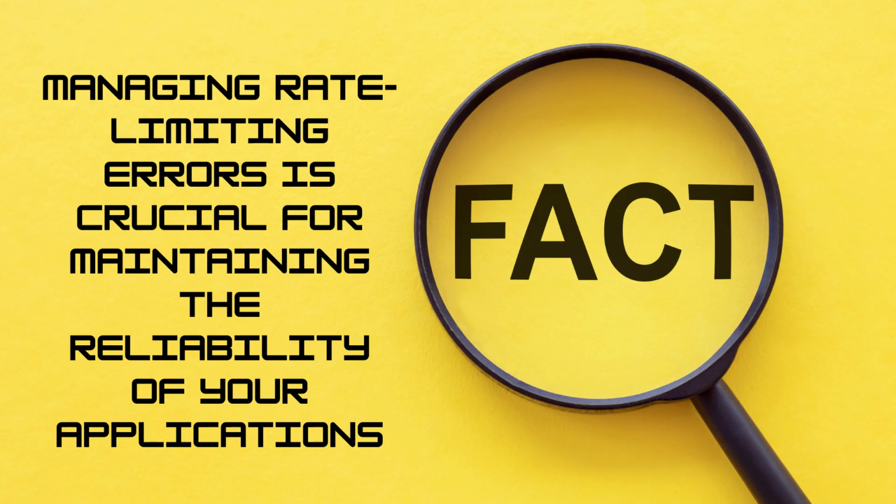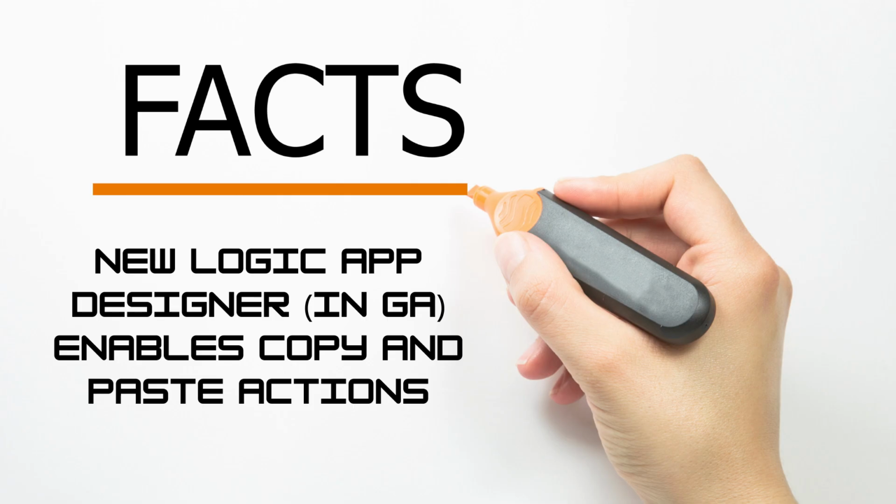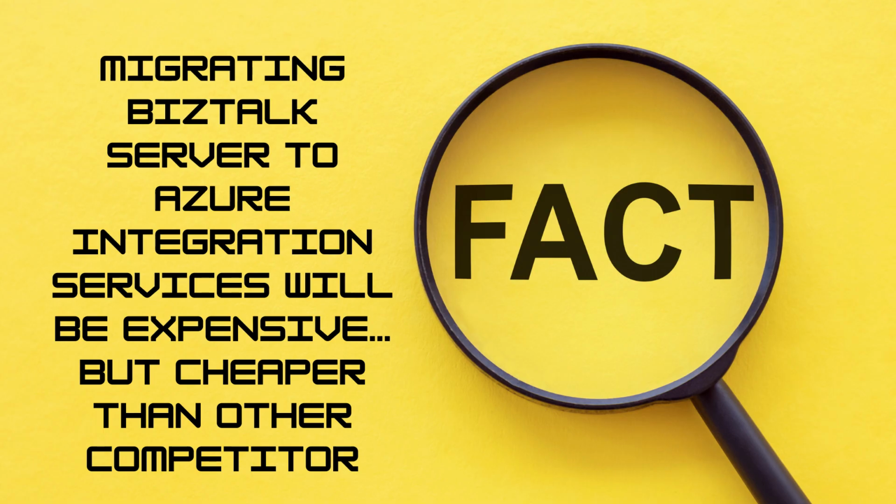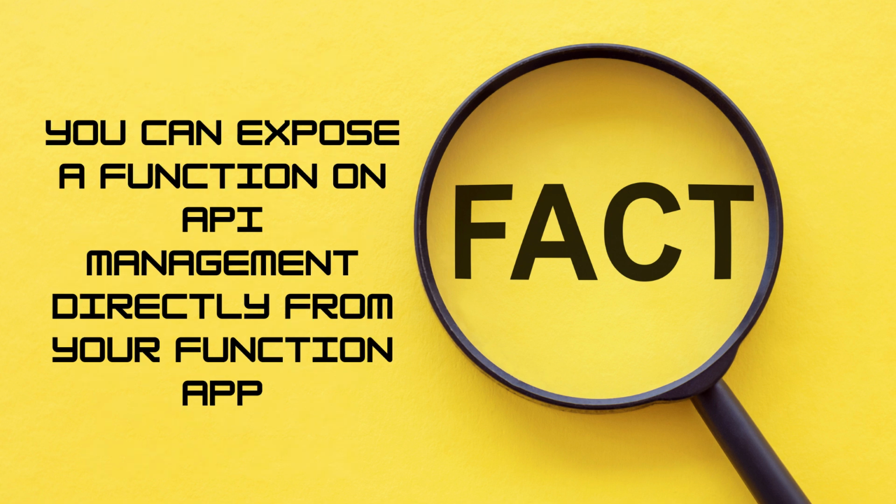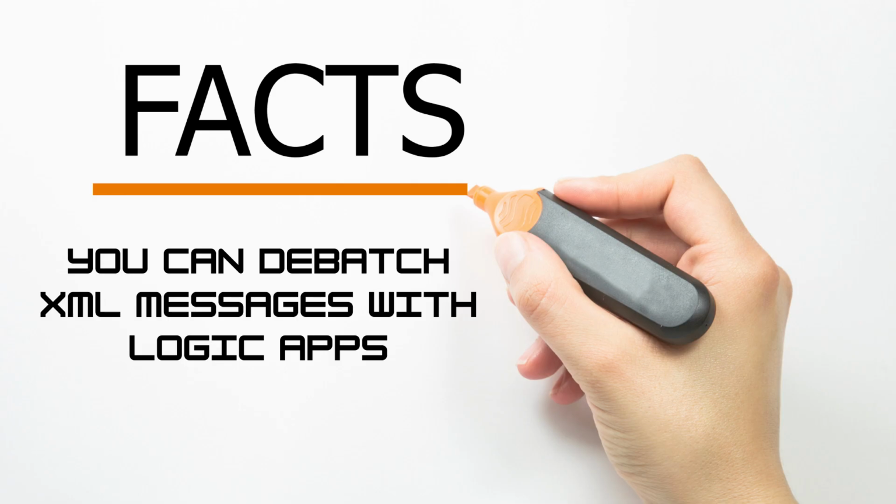Managing rate-limiting errors is crucial for maintaining the reliability of your applications. The generally available designer offers some great features, such as the ability to copy and paste actions, which the legacy designer lacks. Azure Integration Services is the simplest and most cost-effective path to migrating a BizTalk Server environment. You can expose a function on API management directly from your function app. You can debatch XML content in logic apps similarly to how you handle JSON inputs.